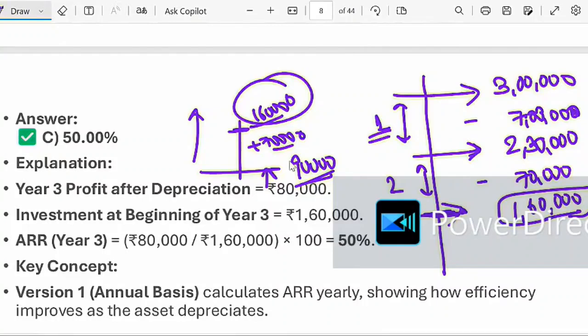Very easy to understand. We are just depreciating the project value by 70,000 every year, and you have to calculate what is the project value at the beginning of year 3. Either you move top down or you move bottom up, you will get the same result. Very good.